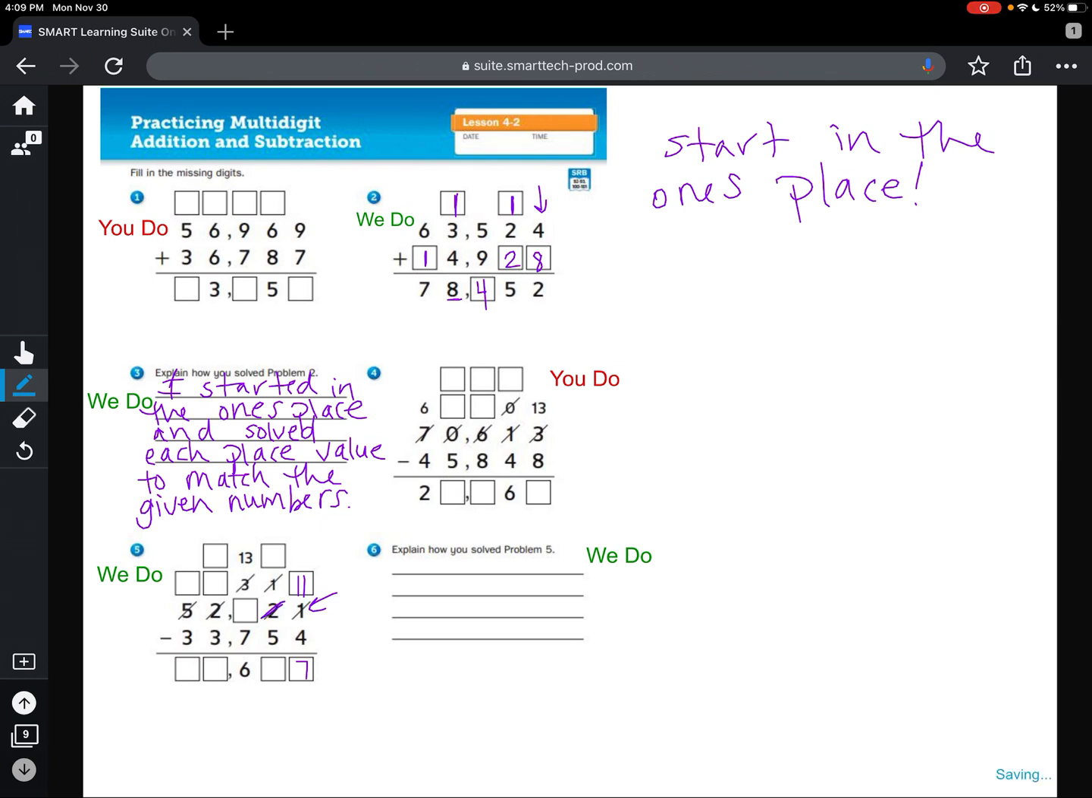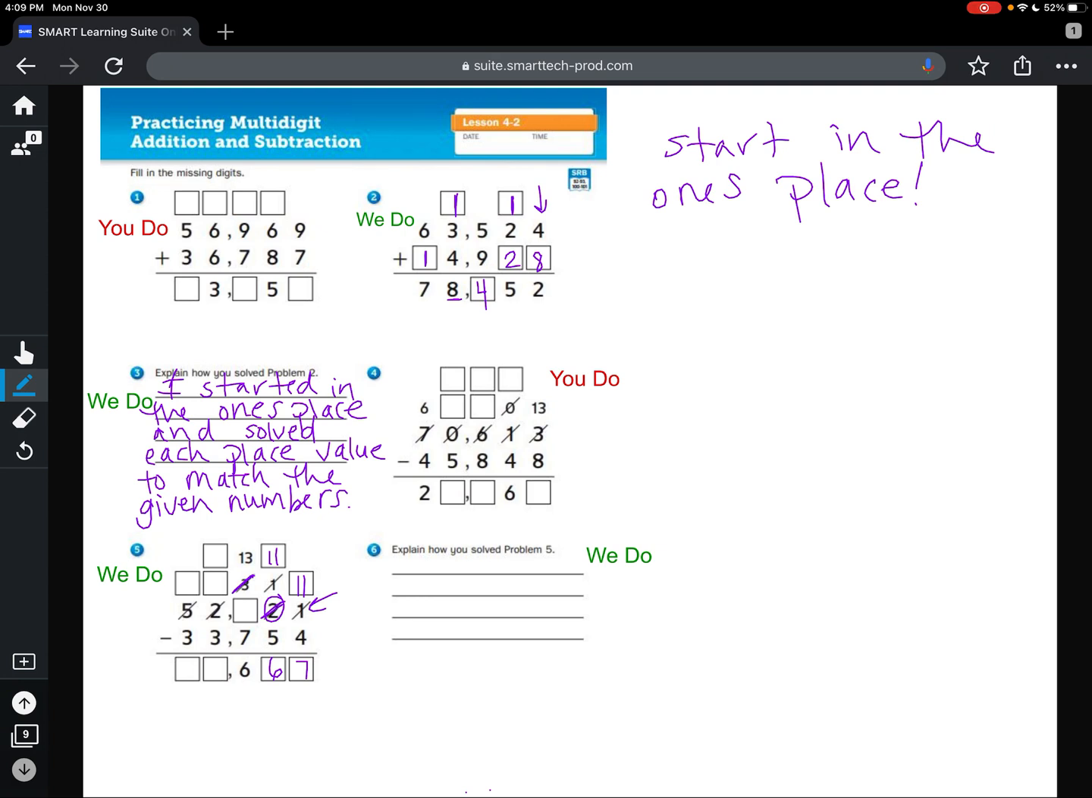I had to borrow from my 2 here, but when I look at the digits 2 minus 5, I can't do that either. So I was going to have to borrow from the next place value over to get me to 12. But I had to borrow again to be able to do 11 minus 4 in my ones column. So that leaves me with 11. 11 take away 5 gives me 6. Now remember, I had to borrow from the 3 in order to make this a 2, or a 12, I'm sorry.